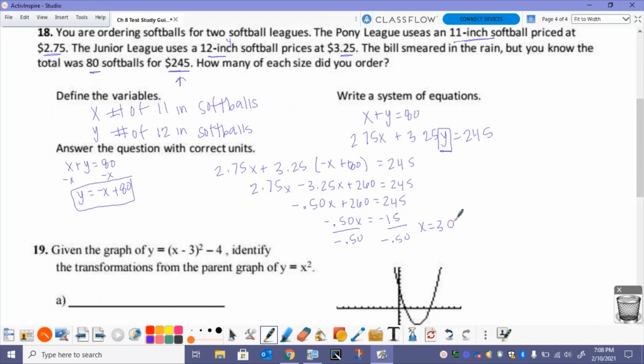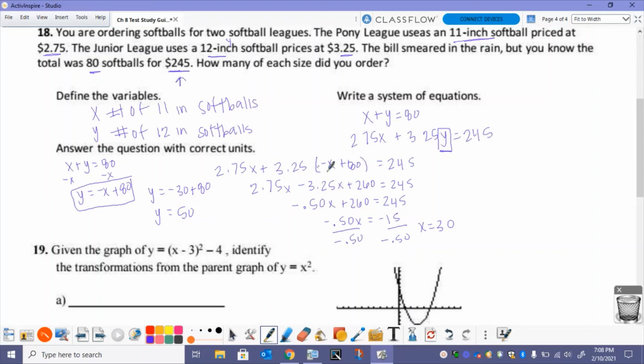Okay, but we're not done yet. We need to find an answer for y as well. So we can plug that 30 in here and solve. So y equals negative. You have to keep that negative even though our value for x was not negative. Okay, so negative 30 plus 80 gives us positive 50.